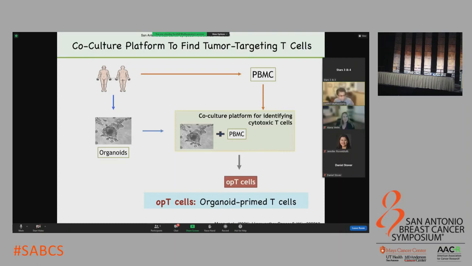So with that idea in mind, we developed a platform where we can grow organoids from patients, and from the same patient, we collect peripheral blood, and we put them together in a co-culture platform. We allow the organoids to educate and also amplify the T cells that are present in the peripheral blood mononuclear cultures to generate a population of T cells that have the ability to kill tumors. We call them organoid primed T cells, or OPT cells.